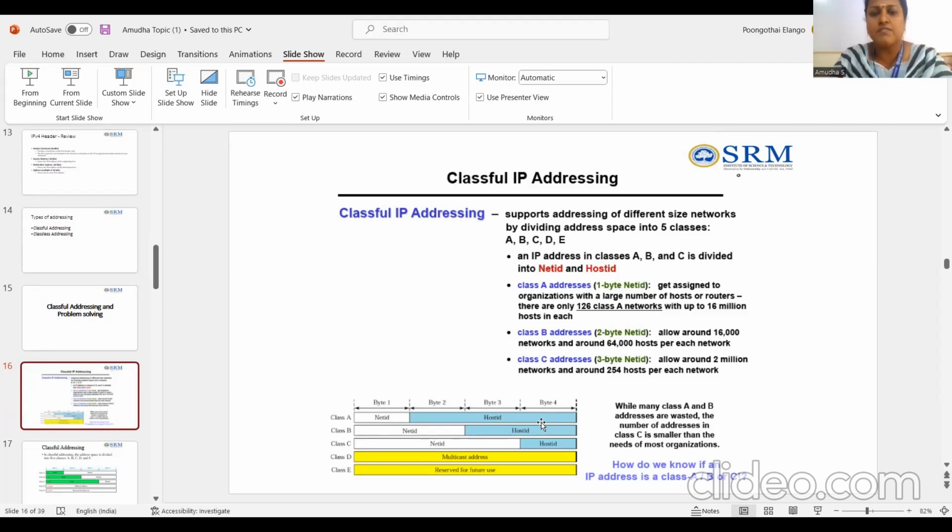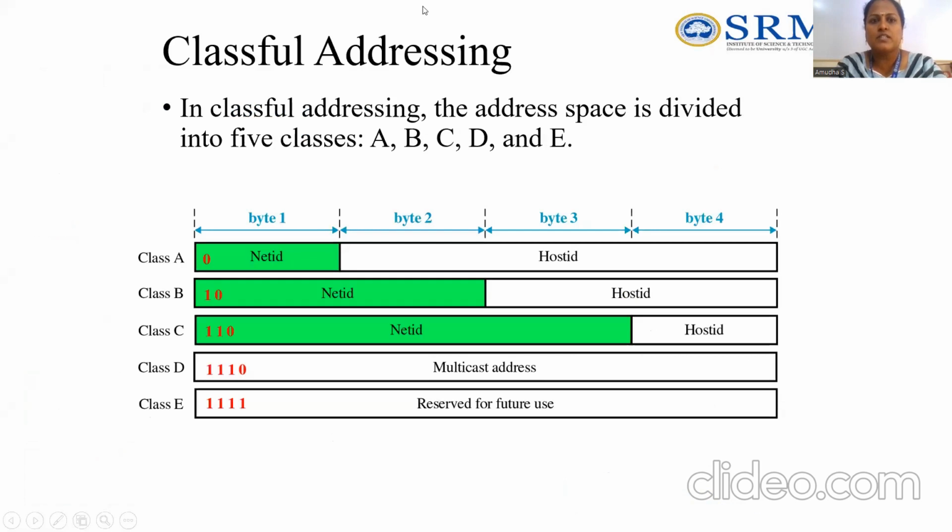Class B, the first 2 bytes are net ID. The remaining bytes 3 and 4 are host ID. Consider the class C address. The first 3 bytes are net ID. The last byte is host ID. So this is a classful address representation.